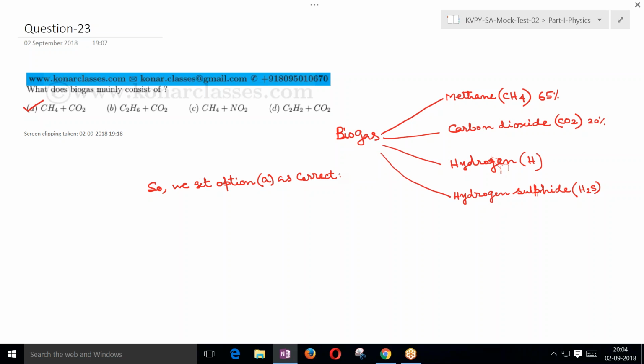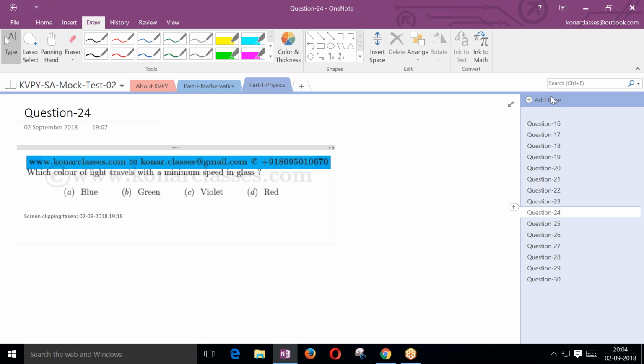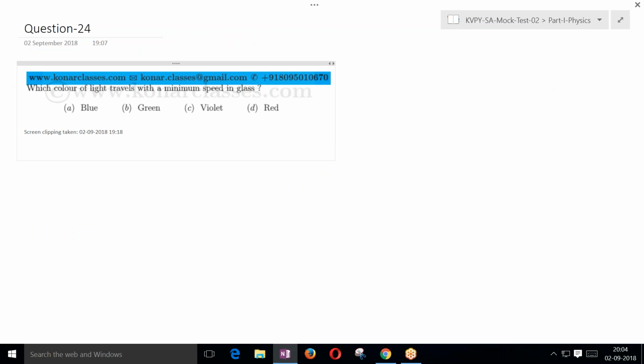Any doubt, please do let me know. It's very straightforward. There is no processing. Only the previous knowledge is going to help you in this question. Now question number 24 is also along similar lines. Which color of light travels with a minimum speed in glass? To answer this question, what you need to know is which color gives the maximum deviation, and it is the violet color.